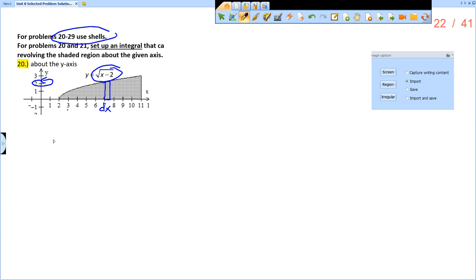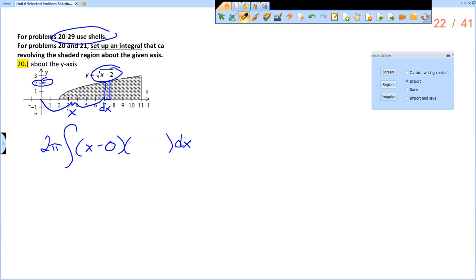Remember, the shell method says 2 pi times the integral of the radius times the height with respect to whatever variable, so in this case, dx. For the radius, remember, how far is the dx rectangle from the axis of rotation? The dx is x units from the y-axis, so we would just say x minus 0. If we were going around something else, then we would say x minus whatever the axis of rotation is. Or if the axis of rotation was over here, we would say the axis of rotation minus x.